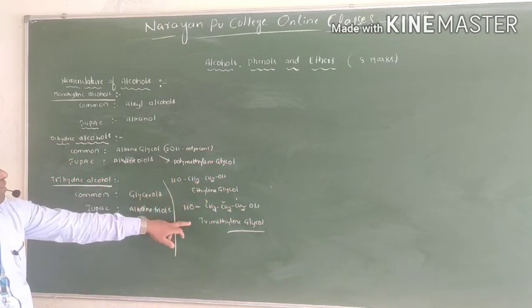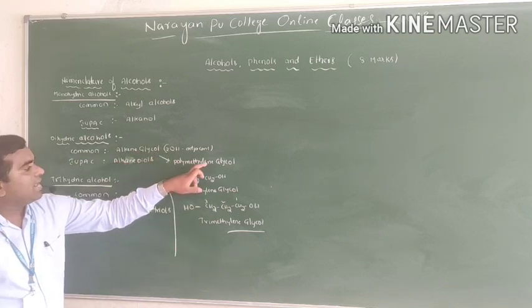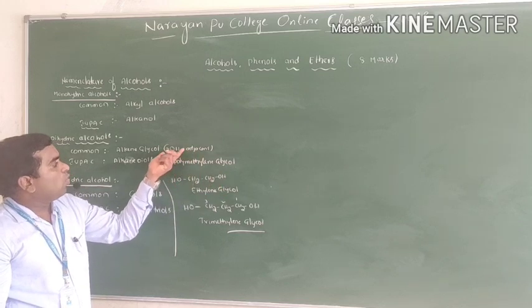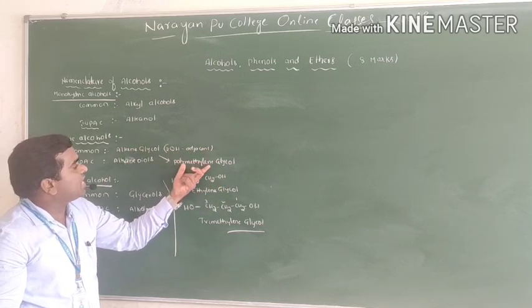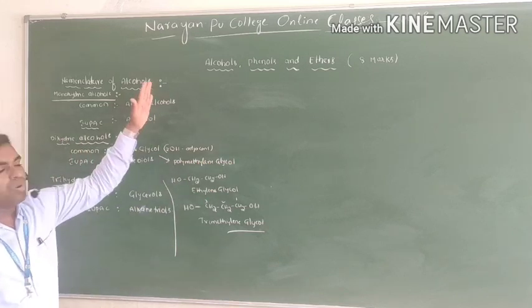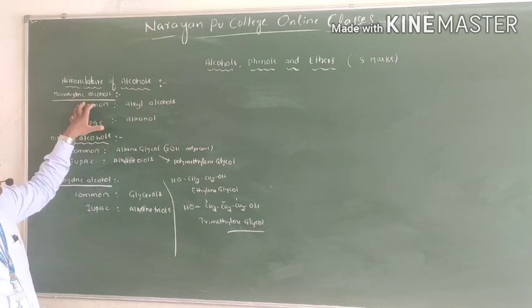This is important. It is a common name, you have to remember it. You understand the difference here? Alkene glycol and polymethylene glycol. If the two OH groups are adjacent, it is alkene glycol. If not adjacent, it is polymethylene glycol.